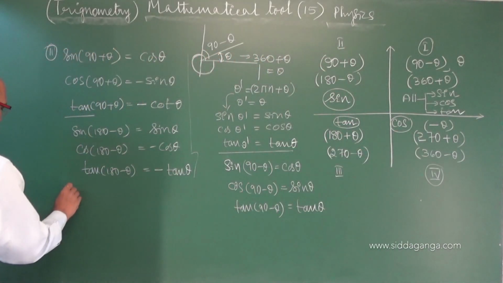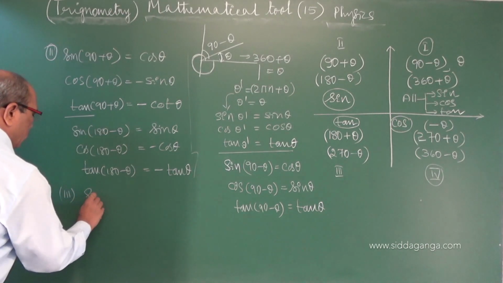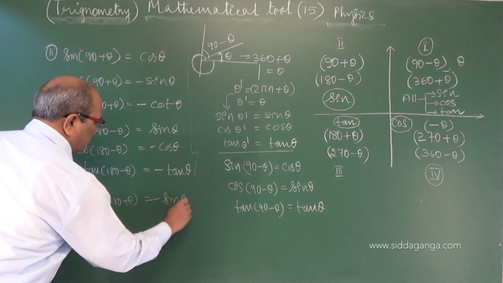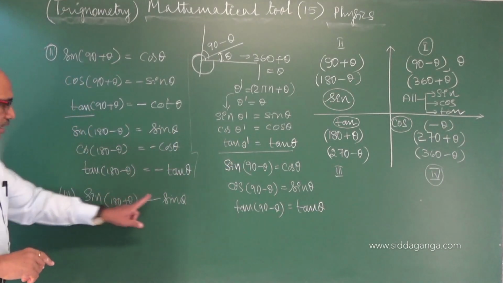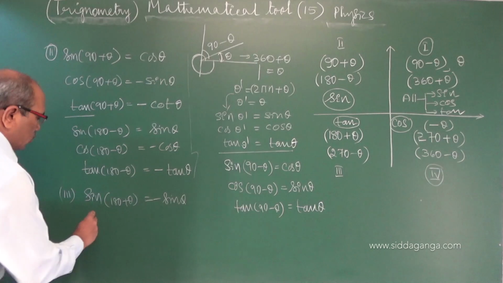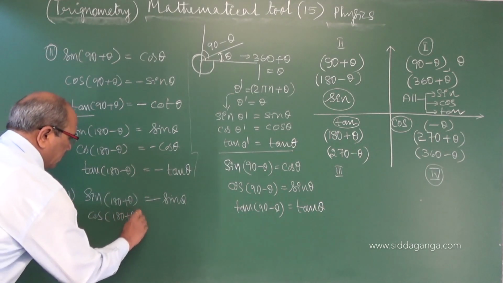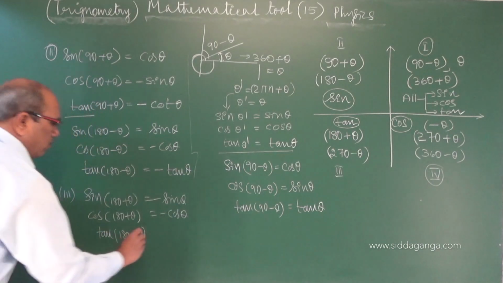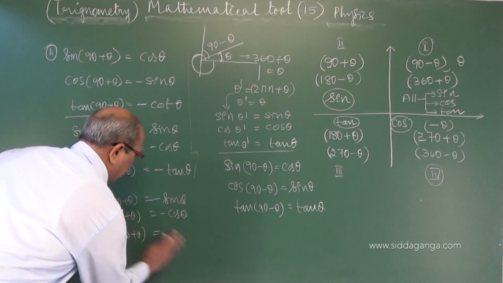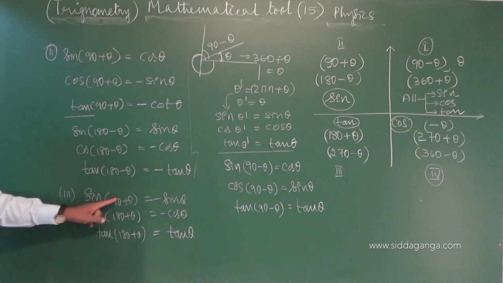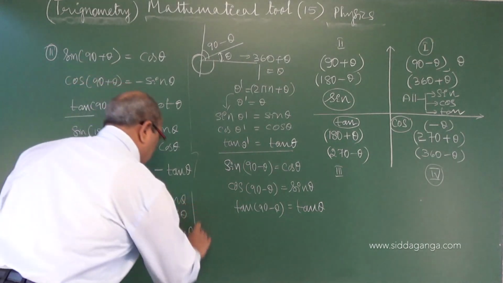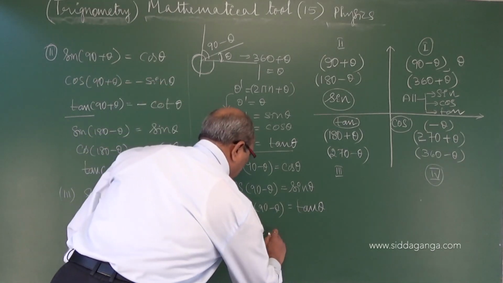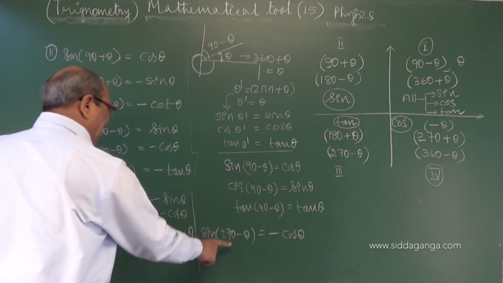Directly it can be converted, helping you. Similarly, in the third quadrant, sin of 180 plus theta is equal to minus sin theta, because in the third quadrant sin and cos are both negative. Cos of 180 plus theta becomes minus cos theta, but tan of 180 plus theta becomes tan theta, positive.